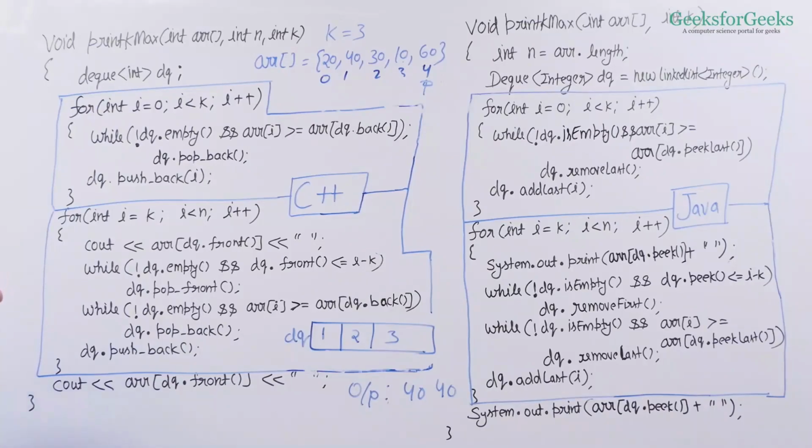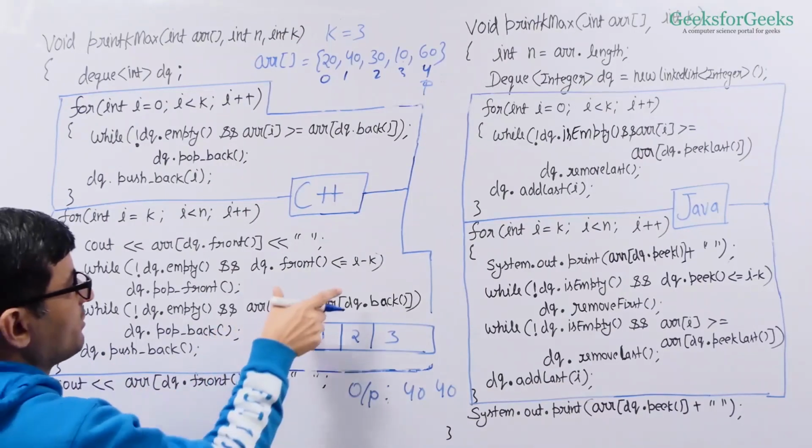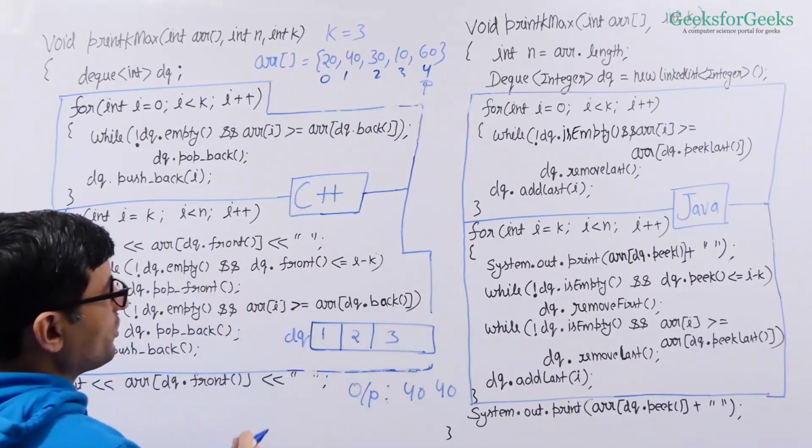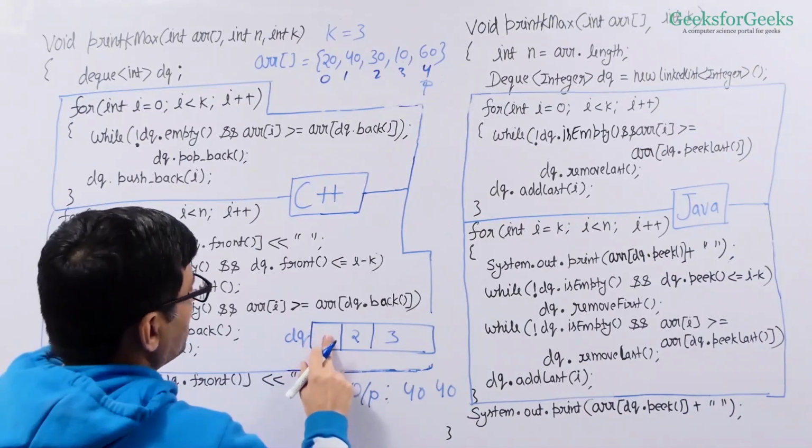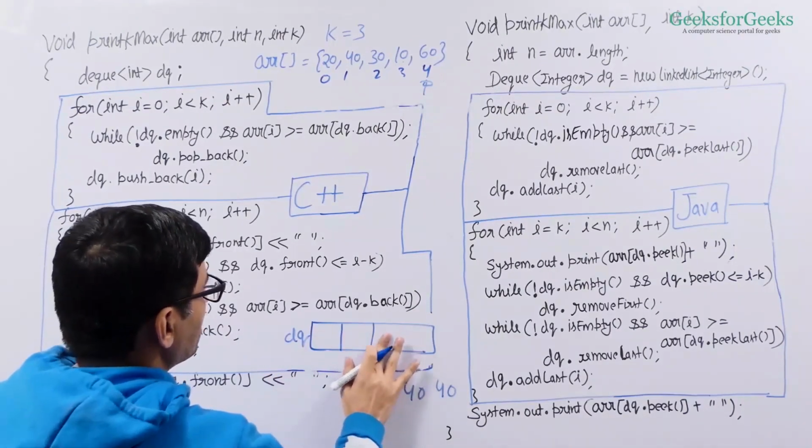And after printing the front of the queue, what are we going to do? We are again going to check if the front of the queue is out of the current window or current subarray. It is actually out of the current subarray because this condition is true. So we are going to remove 1 from the DQ, right? Index of 40. Now our DQ is going to be 2, 3.